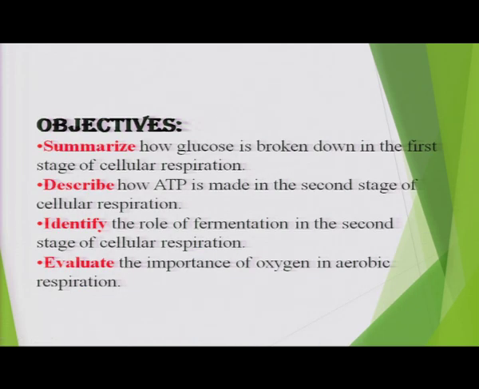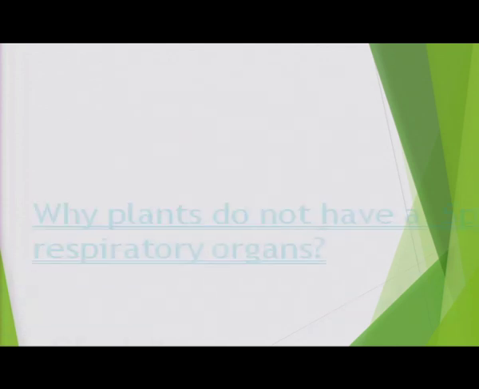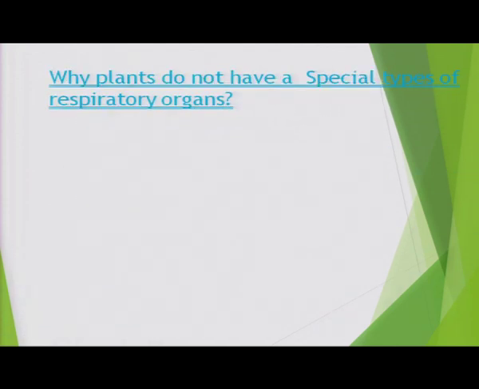Today I am going to continue my chapter, that is respiration in plant, and the major steps are glycolysis, which I will discuss later on. Here is the question, because the chapter name is respiration in plant: why do plants not have a special type of respiratory organ?